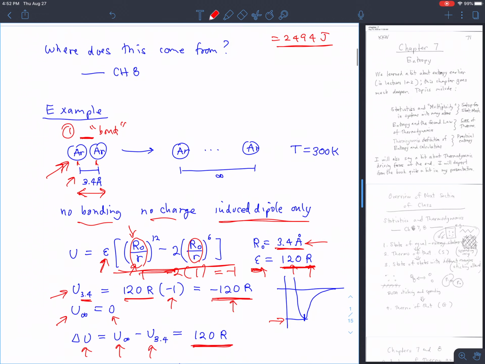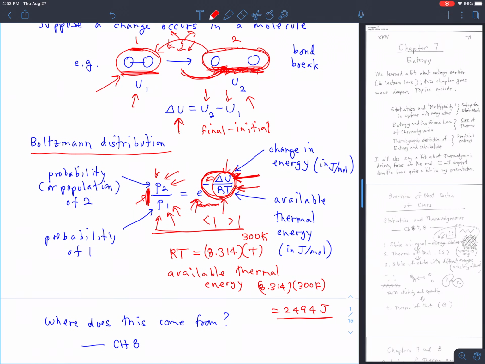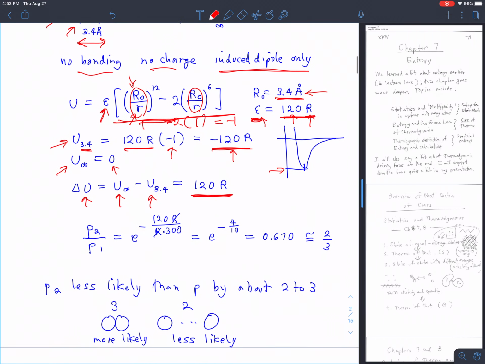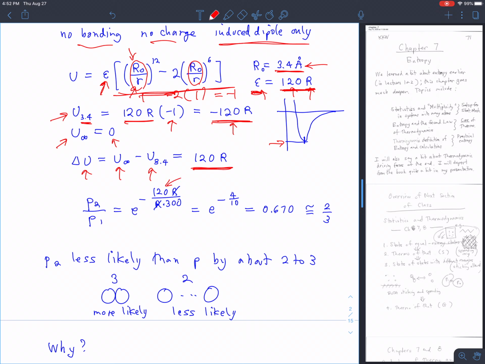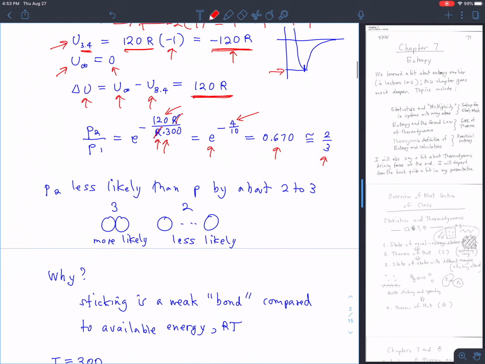Now if we put that into our formula up here, we have the delta U. Let me clear out some of this junk. We have our delta U, we know what our T is, and there's the delta U, 120R. And now you can see why that energy was written as 120R. It's because on the bottom we now have R times T, the R's cancel, which makes the calculation easy. We get e to the minus 120 over 300, which is just e to the minus 0.4, and that's 0.67, or about 2/3.